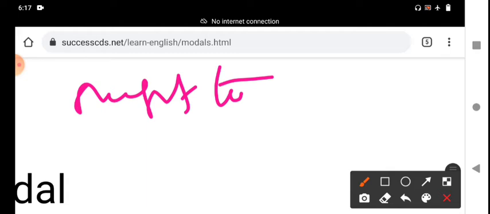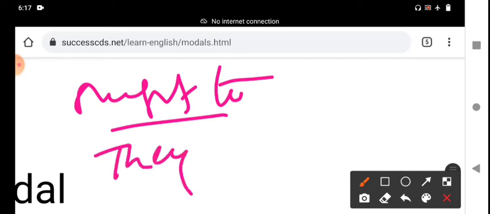Semi-modal verbs are used both as modal verbs and as main verbs. For example, ought to is a semi-modal verb, and dare is a semi-modal verb, need is a semi-modal verb, used to is a semi-modal verb. These verbs are used both as modal verbs and main verbs.